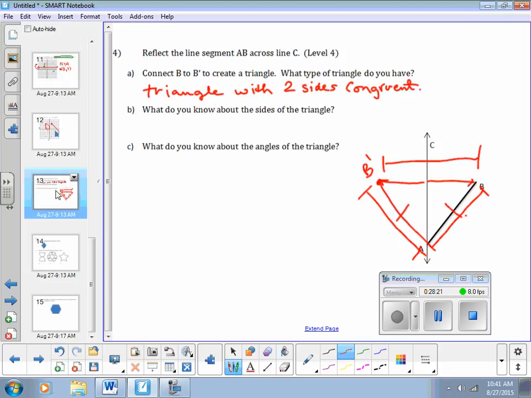Does anybody remember what a triangle with two sides that are congruent is called? Starts with an I. Isosceles. What if three sides are congruent? Equilateral. If none of the sides are congruent, then that's called scalene. So you could also state that since it has two sides that are congruent, it's referred to as an isosceles triangle.